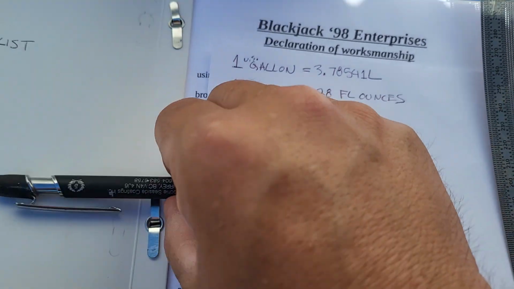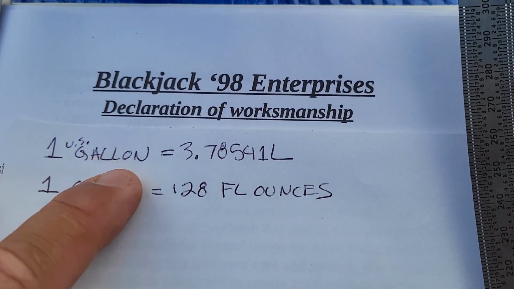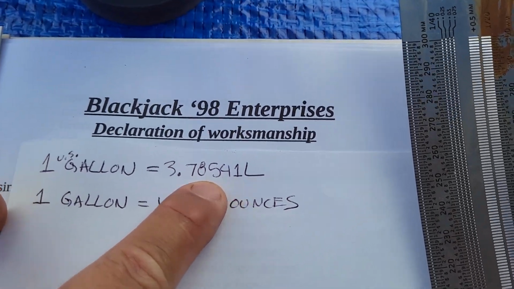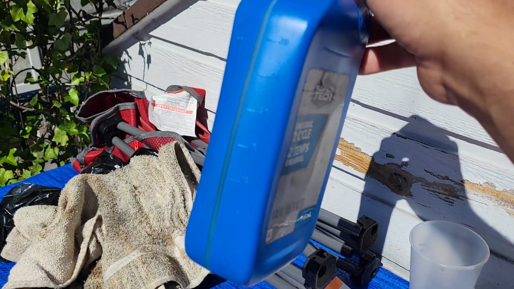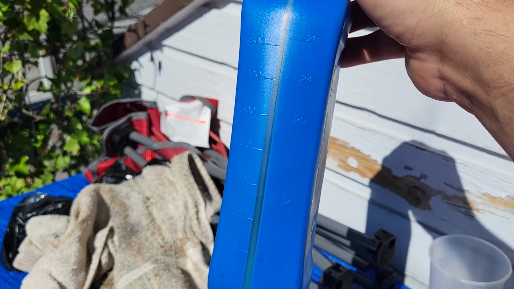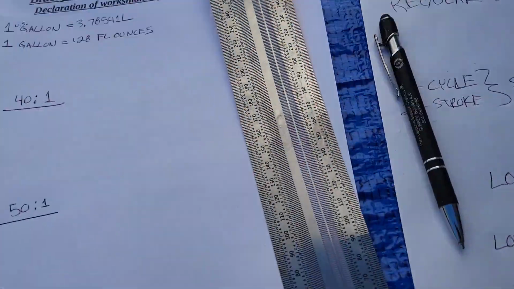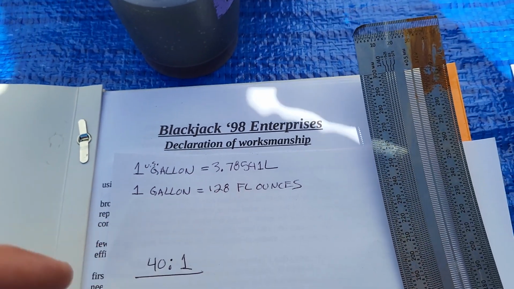Okay, so before we go any further, this is 1 US gallon, which is equal to that many liters. Sometimes when you look at the end of your oil, you can see that there's one side for milliliters and one side for ounces. So we're also going to look at a gallon equals 128 fluid ounces.